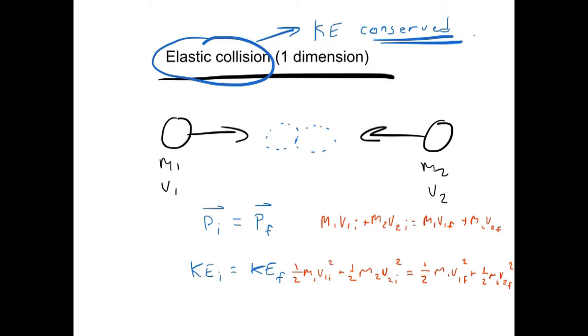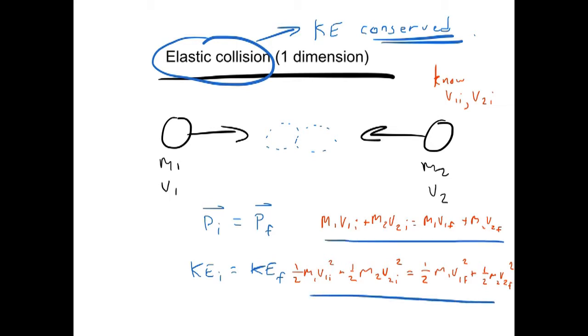So we've got the system of equations, and let's say that we know the initial conditions. So we know V1 initial and V2 initial. What we'd likely want to find out are V1 final and V2 final. And since we have a system of two equations, and we want to discover two unknowns, we're going to be able to do that.